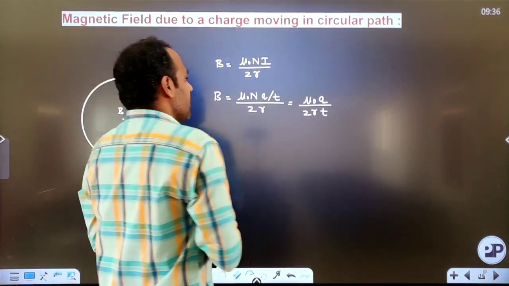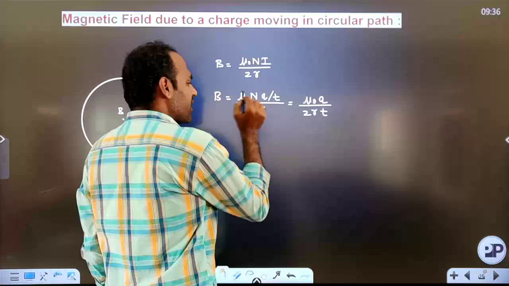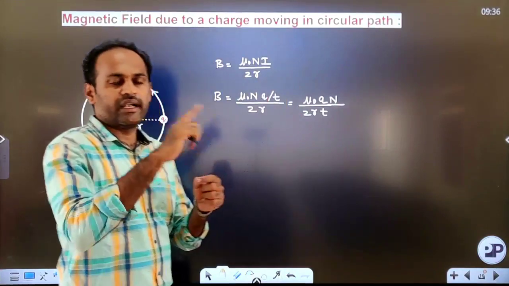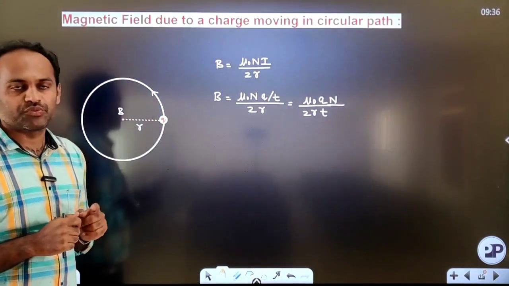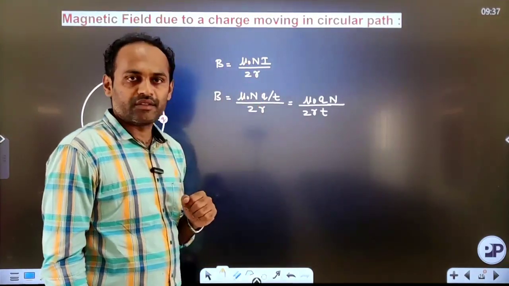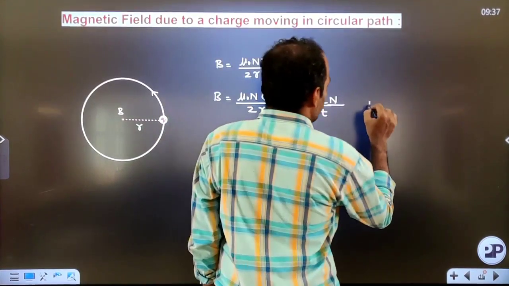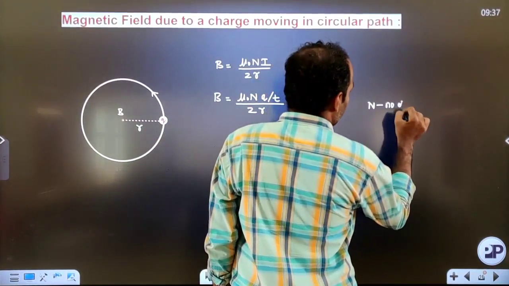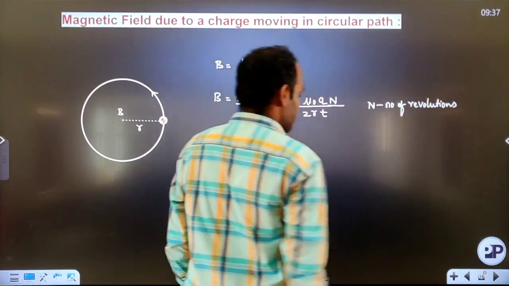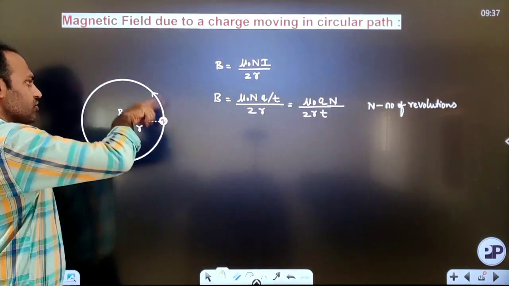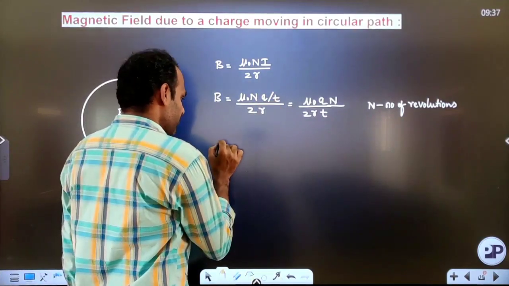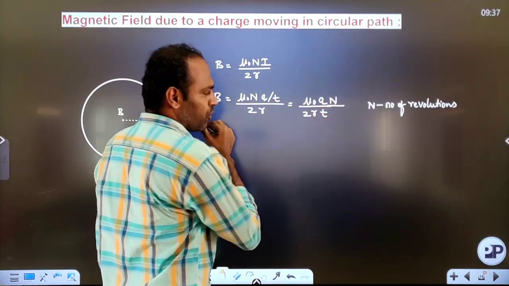Next, here N means you can consider it as the number of revolutions taken by the charge which is moving in the circular coil. In a circular coil, we called n the number of turns. Here, what should we take n as? n means it indicates the number of revolutions by that charged particle which is moving in a circle. So n gives us how many revolutions it has made, right? So finally we can write this formula like this: it is mu naught nq divided by 2RT.